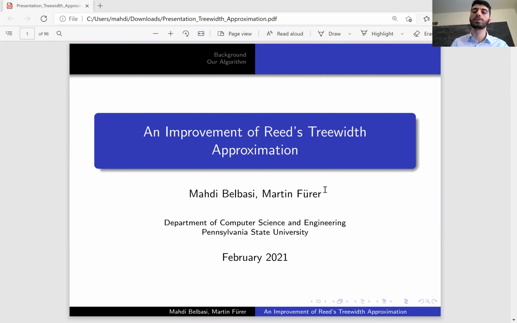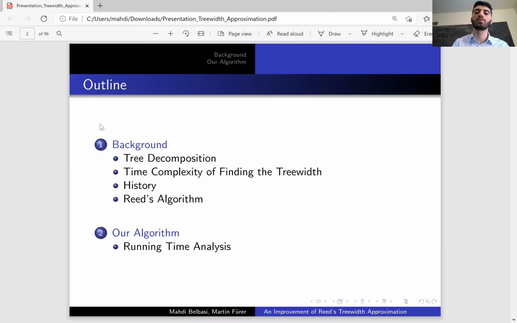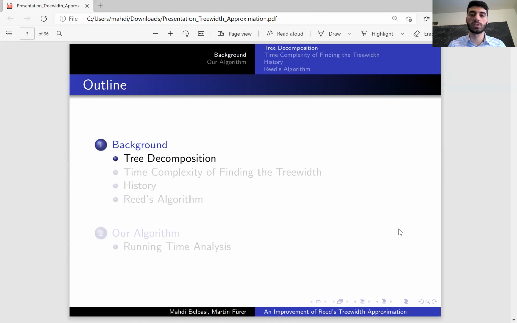Today I'm going to present my work with Martin Fürer called An Improvement of Reed's Algorithm Through Its Approximation. So let's get started with the outline. First I'm going to talk about the definition and also Reed's algorithm, because we need to know the details of the algorithm, and some of the details are missing in this paper. So we are going to fill in those blanks and also give a precise time analysis. And then we are going to describe our improvements and talk about our algorithm and then analyze its running time.